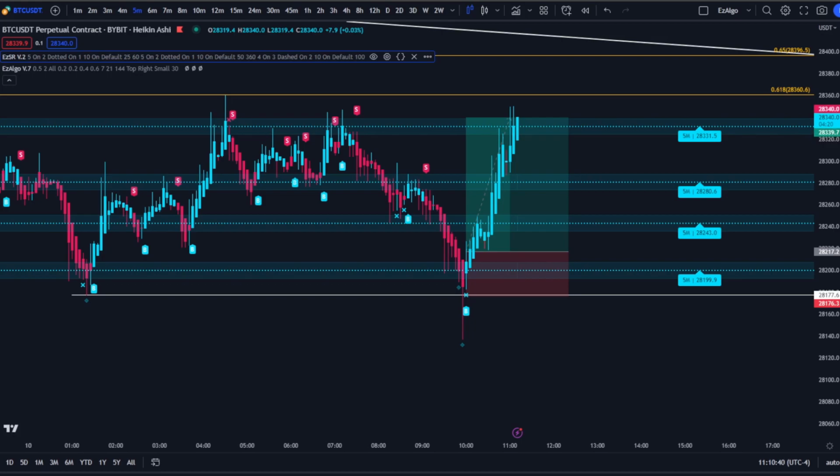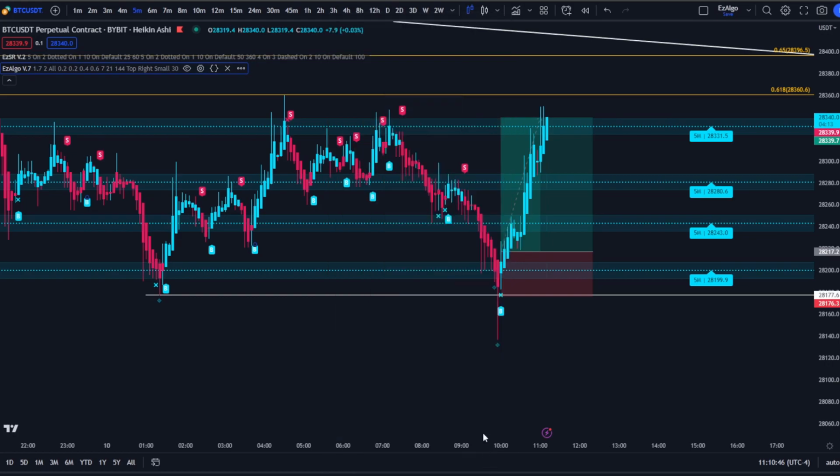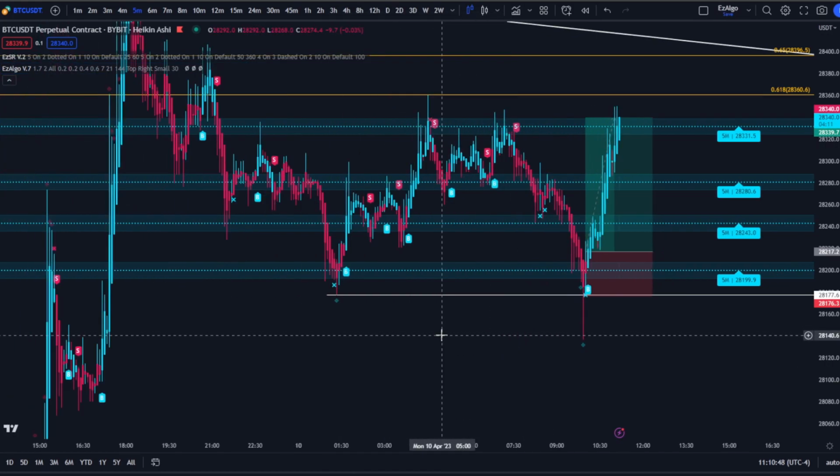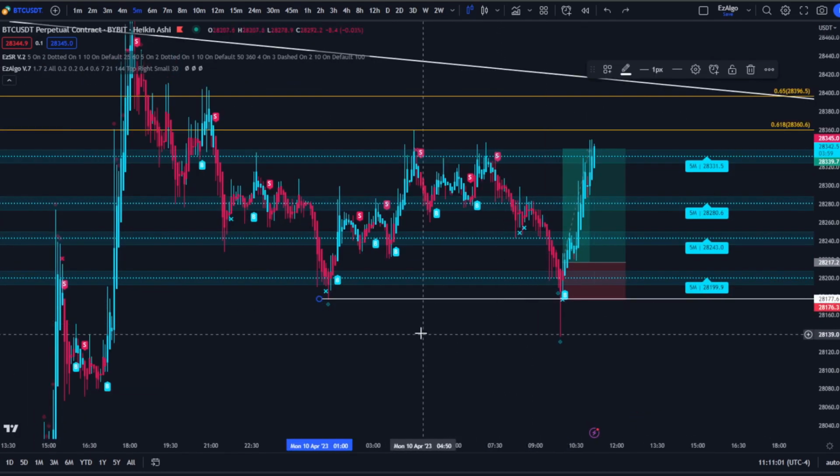What I'm trying to show you guys is how the buy and sell signals are meant to be used. Let's use the default 1.7. Honestly, you can keep the default at 1.7. You can change the sensitivity slightly. It's totally a personal preference. And the same rules apply.